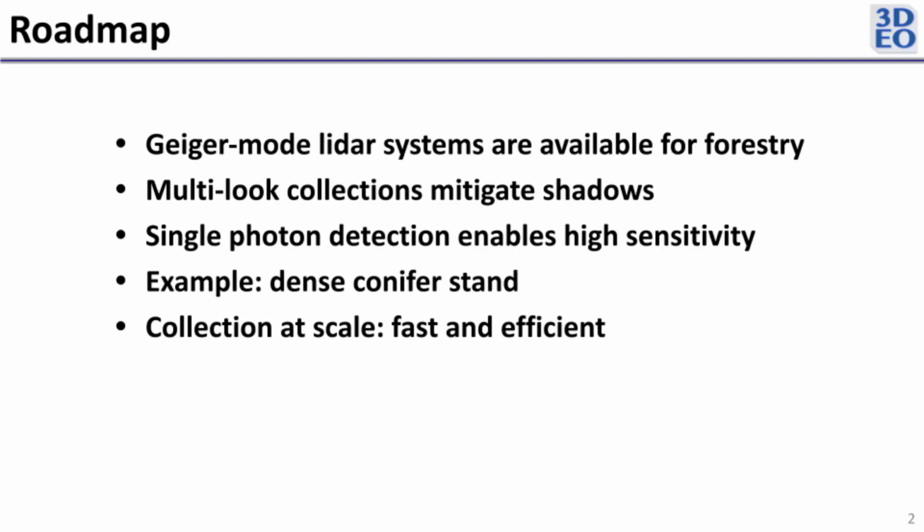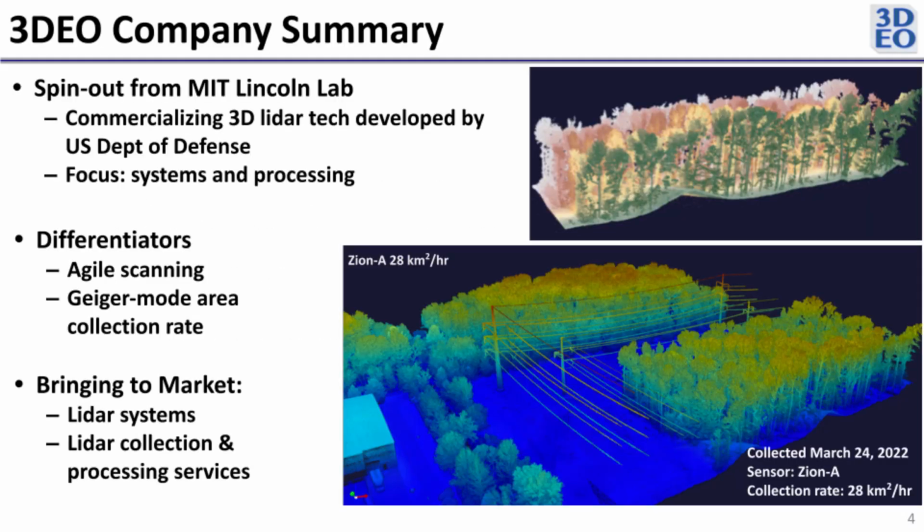Then I'll talk a little bit about why single photon detection is particularly adapted to forestry, and one of the reasons is the high sensitivity. Going to space is absolutely interesting and important in a lot of applications, but even if you're just flying at normal aircraft altitudes, it turns out that the Geiger-mode approach gives you things that other approaches just don't. I'll walk you through a couple of examples and then talk about really fast, efficient collections at scale. How do we take all this great stuff and make it work at scale? So just jumping in right there.